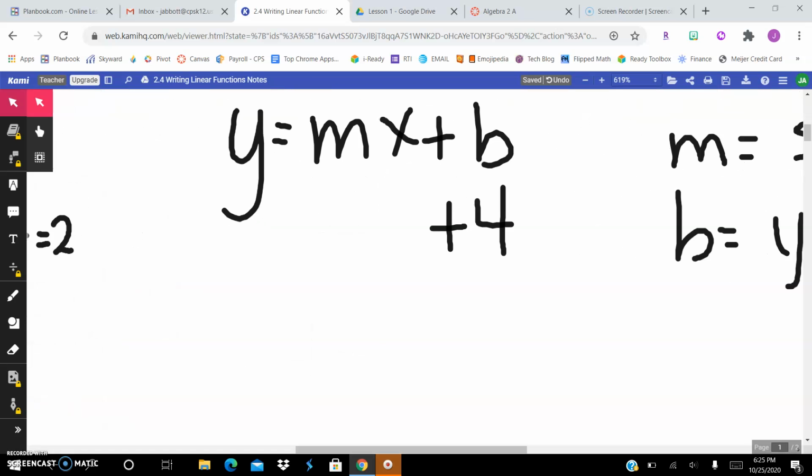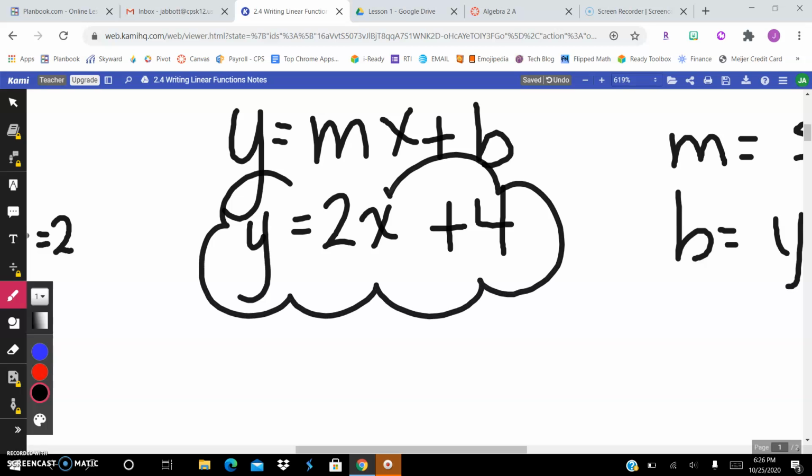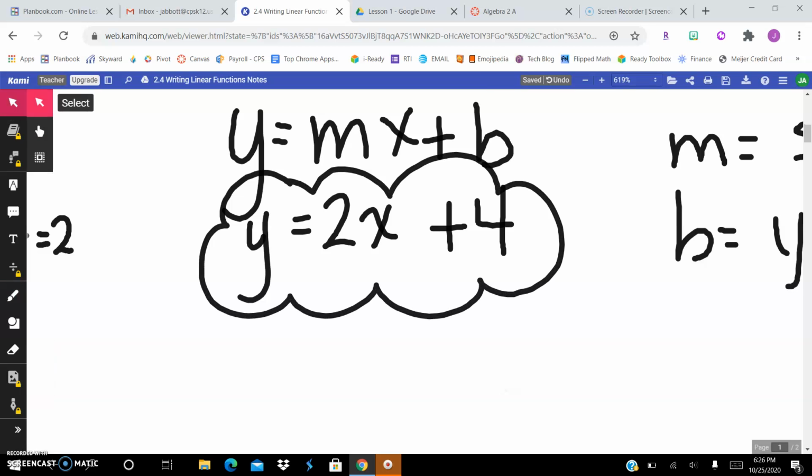So the m value I can replace with a 2. And then the x and the y are ordered pairs from other points that are on that line. So we're going to leave the y and the x, and that is our equation for that line.